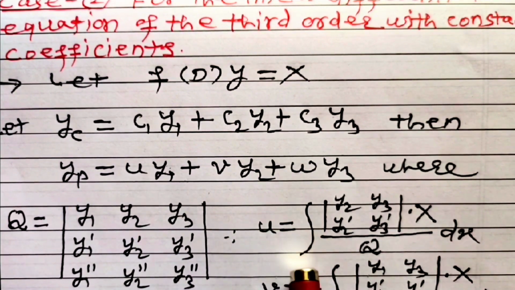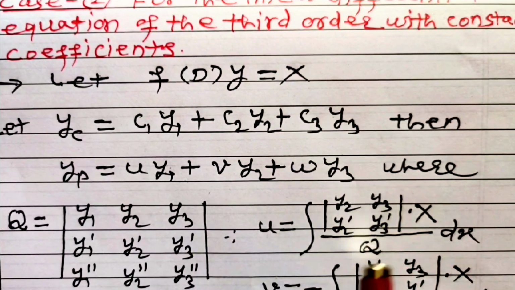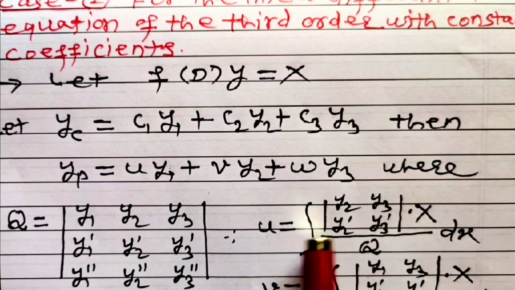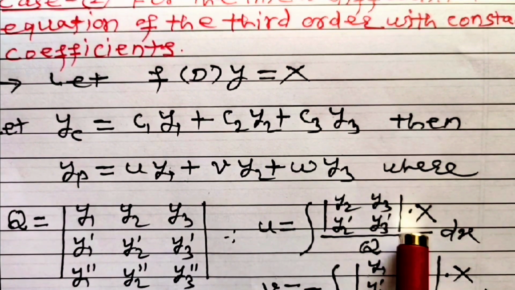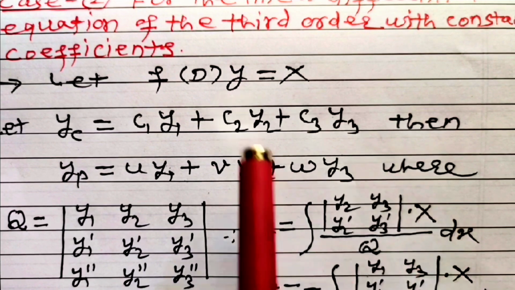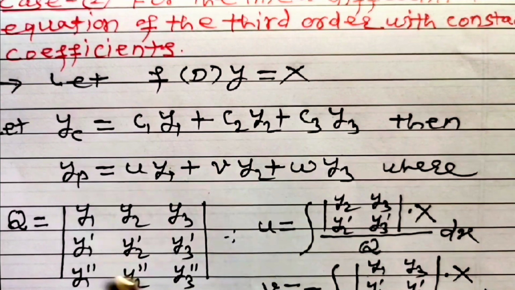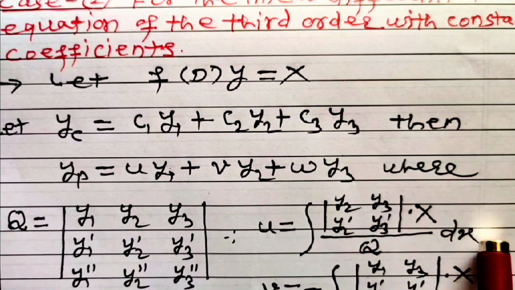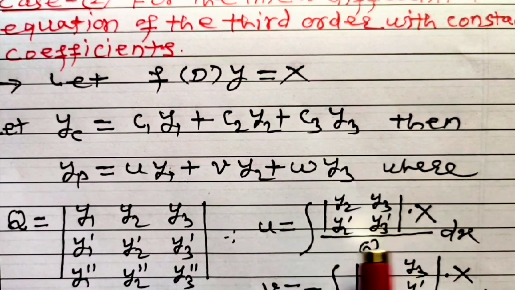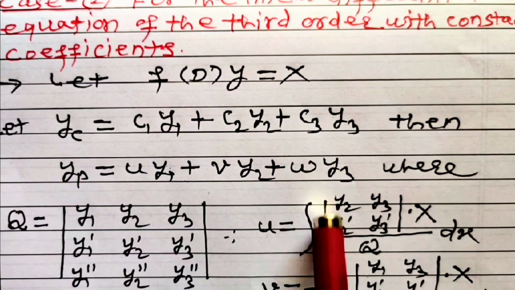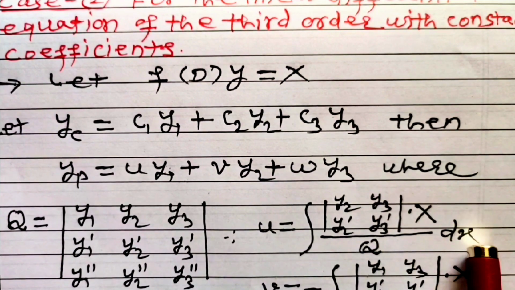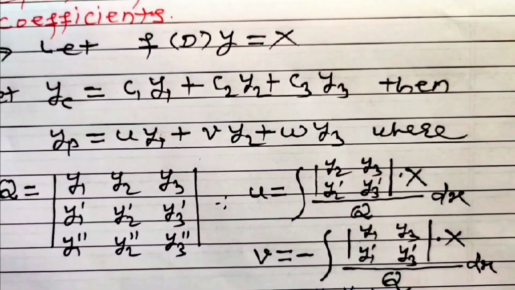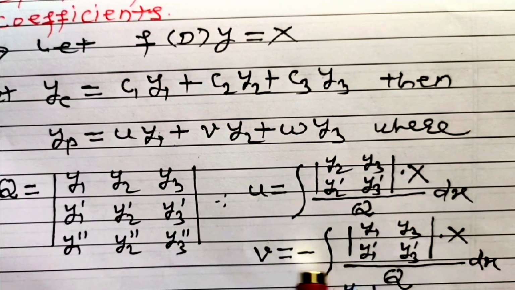The value of u we can find by evaluating this integral. The integrand has in the numerator this determinant. The first row of this determinant is y2, y3. The second row is y2', y3', into capital X. Capital X is the right hand side of the given linear differential equation, divided by the value of the determinant Q, integral with respect to x. Remember this formula: u is equal to the integral of this determinant, its value, into capital X divided by Q, integral with respect to x. Then v we can find by evaluating this integral with a minus sign.